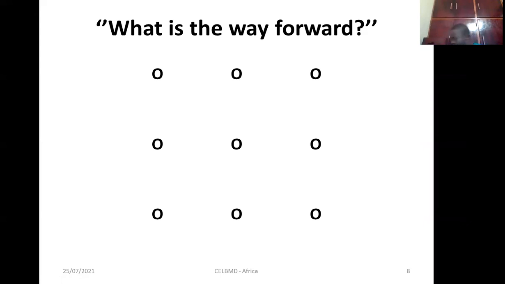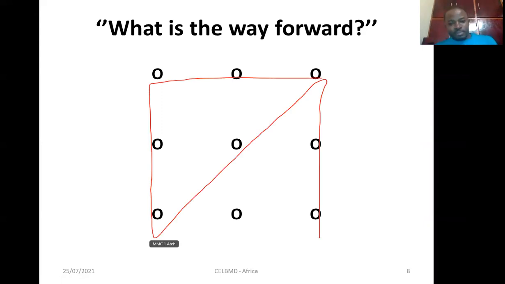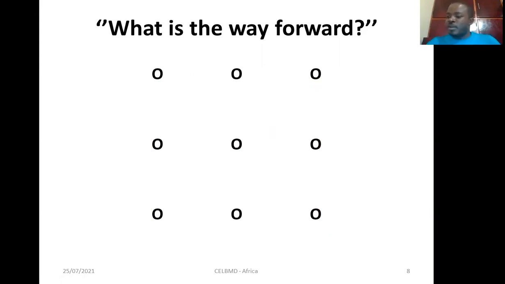So the instruction is simple. Connect the 9 dots. So this is 1, 2, 3, 4. That's 4 lines without lifting the pen, but 1 dot is left out still. You have to connect them all.